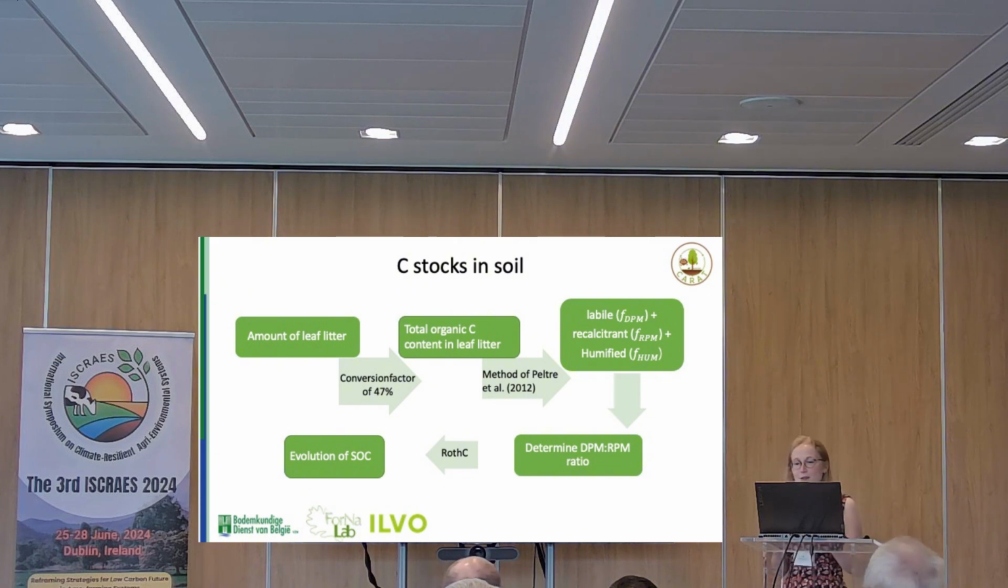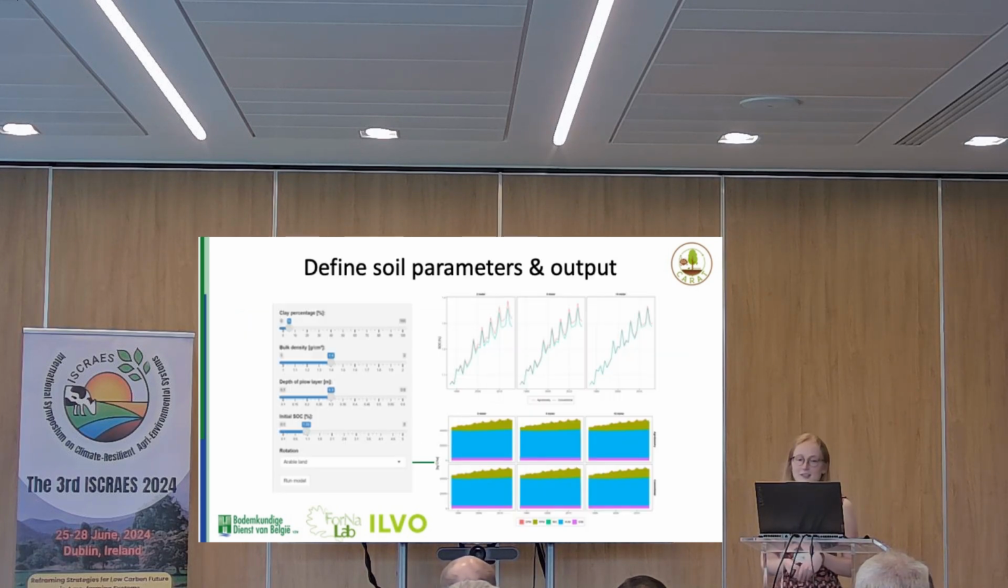And with those fractions, we get the TPM over RPM ratio, and this gives you an idea of the slowly and rapidly decomposing plant material. And this is then used finally as inputs to the Roth-C model, and this eventually gives you the evolution of the soil organic carbon content due to your leaf litter fall.